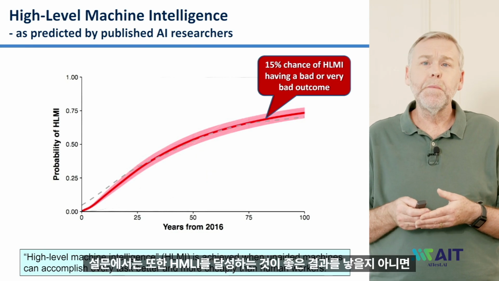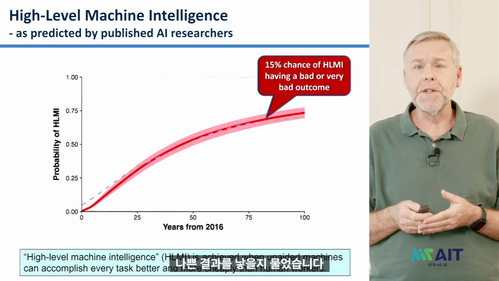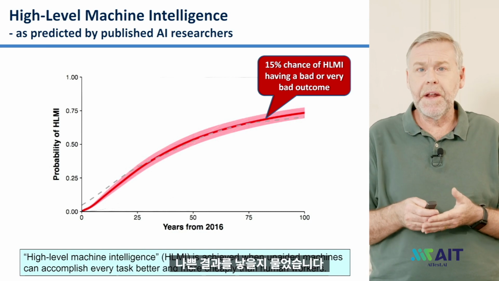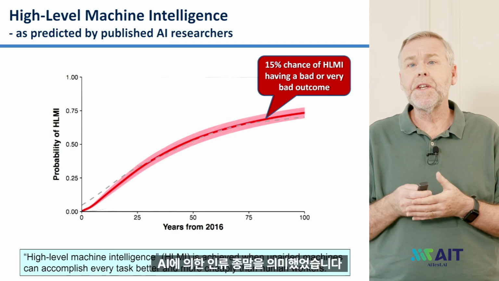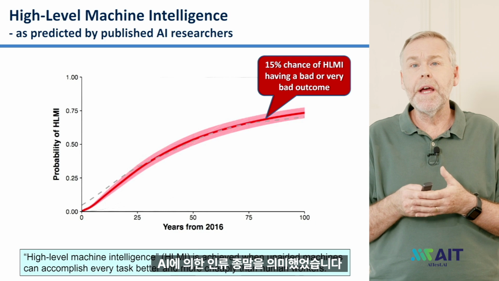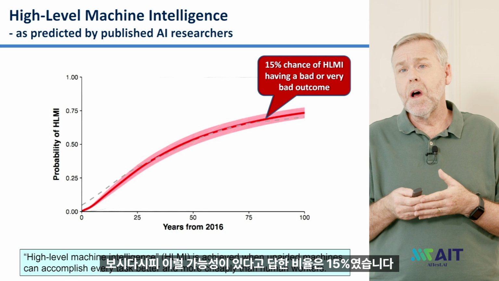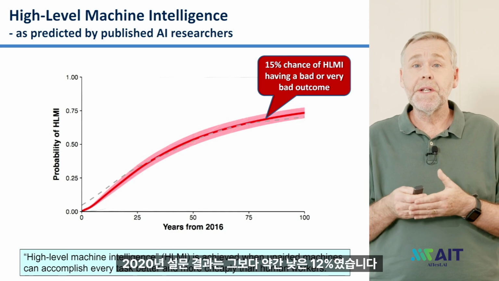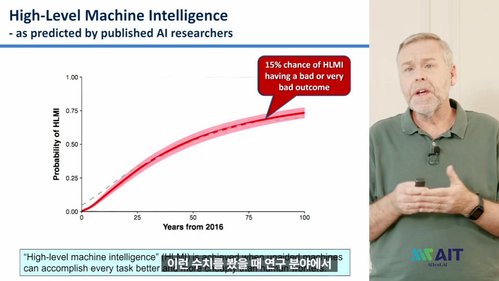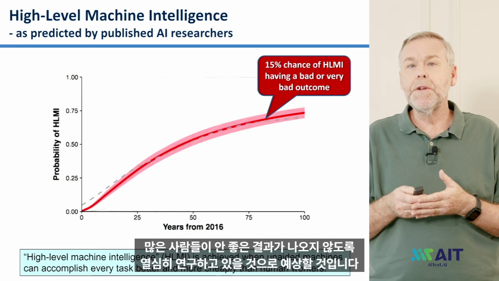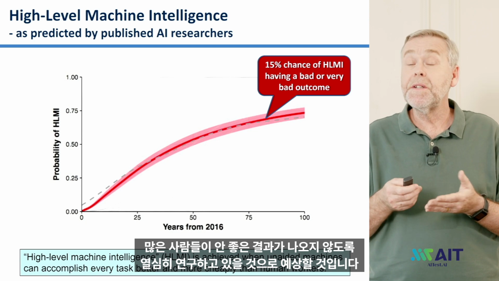One of the areas covered by the survey was whether respondents felt that achieving high-level machine intelligence would result in a bad or very bad outcome. And by very bad outcome, we mean an event that would lead to human extinction by the AI. As you can see, 15% felt that this was likely. By 2020, a slightly lower 12% thought this. Given these figures, you would expect that many people in the research community are actively working to make sure that a bad outcome does not come about.